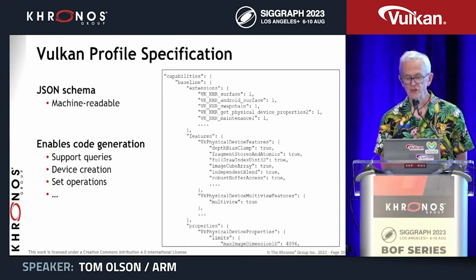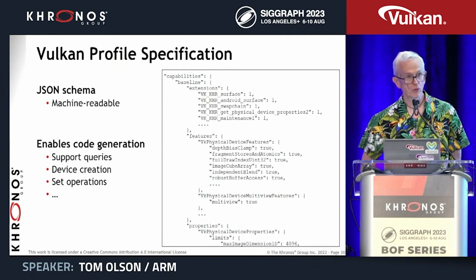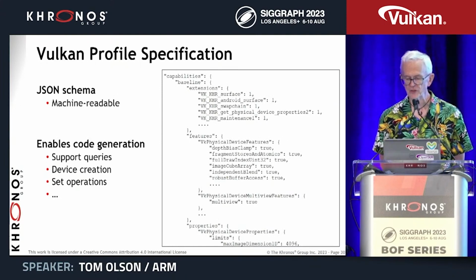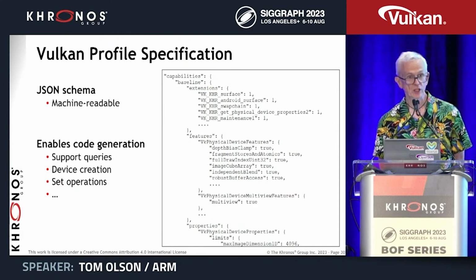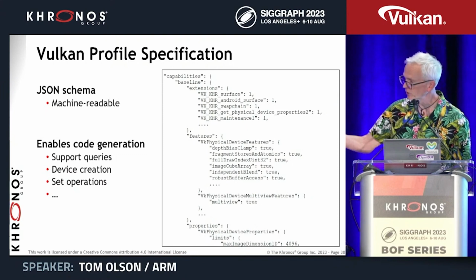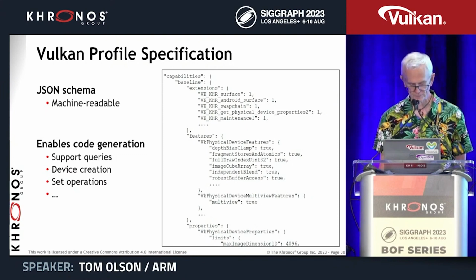Profiles are specified using a JSON schema. Here's a picture of one of the Android baseline profiles. So they're human readable, but they're really meant to be read by machines. This enables all kinds of interesting code gen and magic, as Karen will talk about in her presentation.